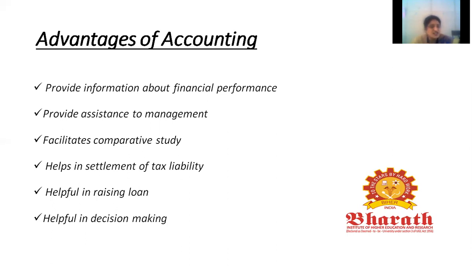And the second one is that it provides assistance to the management. I already told you that accounting helps management in business planning, decision making and controlling. So for this, it provides the financial information in the form of reports. And the third advantage is that it facilitates comparative study, which means by keeping a systematic record and preparing reports at regular intervals, accounting helps in making comparisons with one another. And the next one is that it helps in settlement of tax liability, which means systematic accounting records help in settlement of various tax liabilities like income tax, GST, etc.